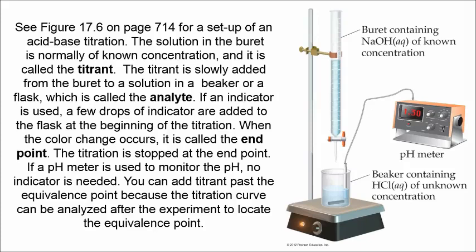analyte. If you use an indicator, you would put a few drops of this indicator to the flask at the very beginning, and then when the color change occurs, you stop the titration. That's called the end point. If instead you use a pH meter, then it is possible to keep adding more titrant past the equivalence point, because you can just analyze the titration curve and find out when the equivalence point occurred.